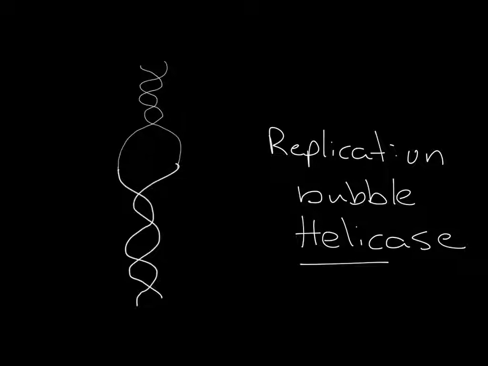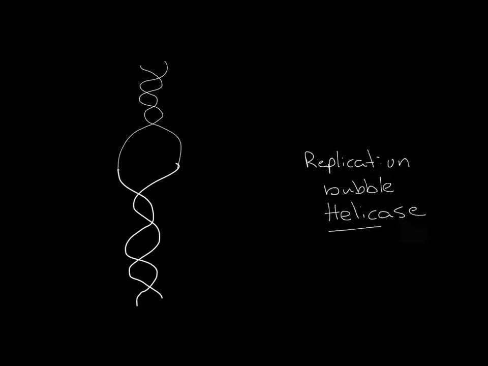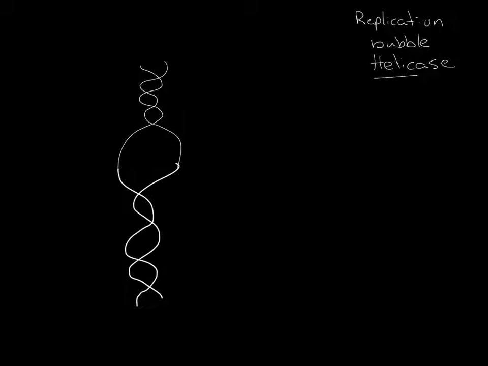Helicase breaks up the helix. Not difficult, right? So the replication bubble is made by helicase, at least the beginning of it. Then something has to come along. There are all kinds of other enzymes involved in this, but we're going to keep it very simple.